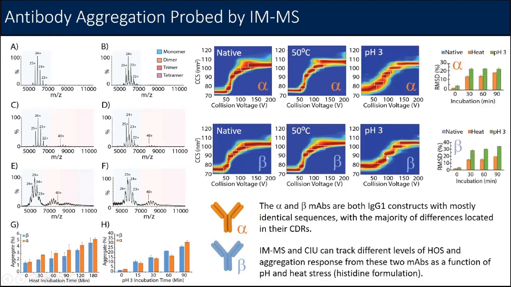And we can track those differences in terms of the overall RMSD across the entire fingerprint for each one of these different antibodies, and observe, again, there are differences between the two antibodies that we can track, as well as differences that are associated with the higher order structure for both pH stress and heat stress here.